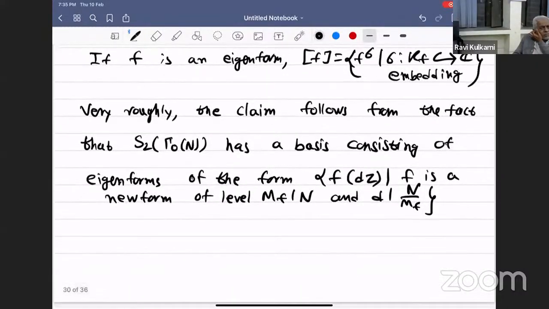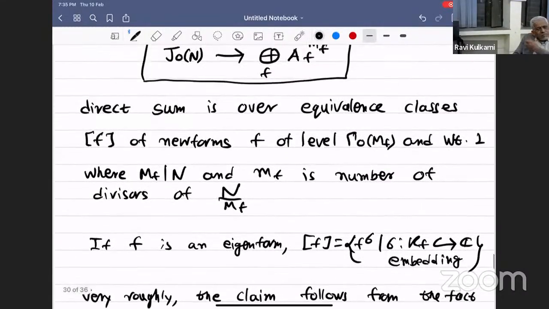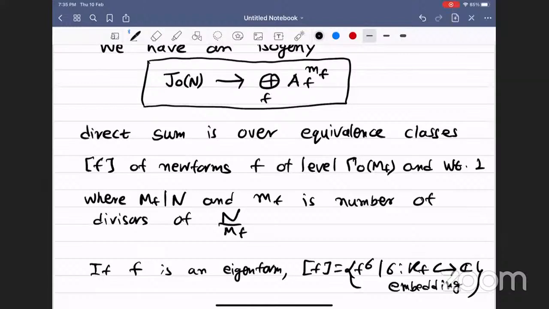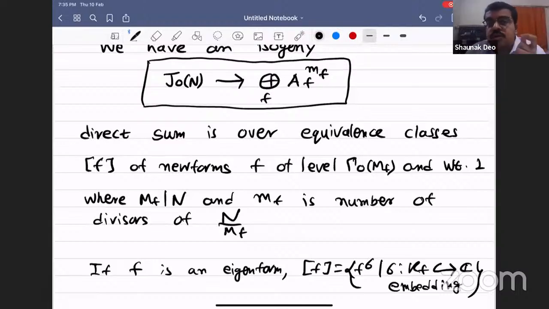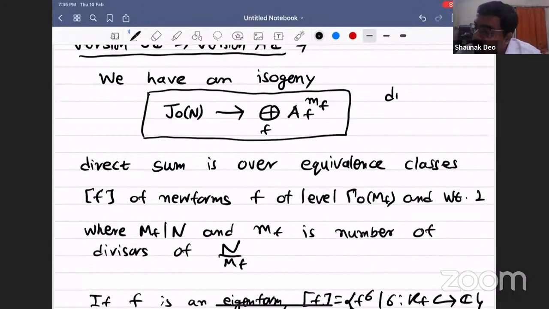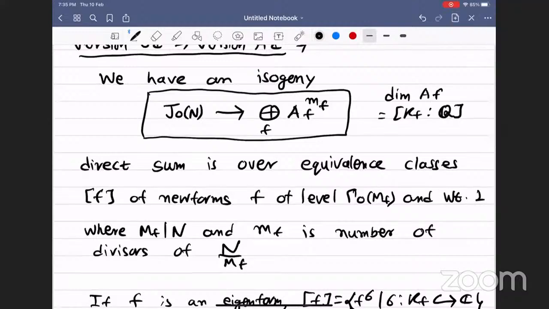Are these AFs even elliptic curves, right? AFs are elliptic curves only when f is rational, if all the Fourier coefficients are rational numbers. Yes. If all the Fourier coefficients of f are rational, then AF is an elliptic curve. Otherwise, it is not, it's an abelian variety. So maybe I can also say the dimension of AF. We actually know this. This is the degree of KF over Q. KF is the coefficient field. Okay.